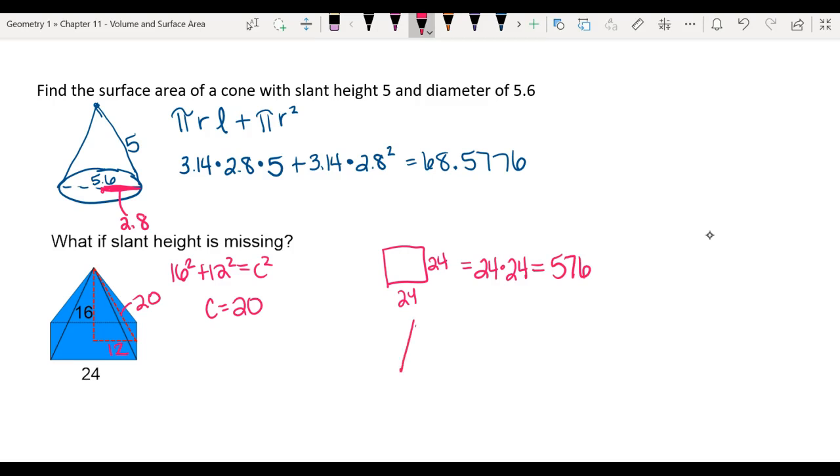Then you have to do your 4 triangular sides. Each one has a base of 24, and we found that the height of it is 20. So we would do 1/2 base times height, and then times 4, because again there's 4 of these. So that gets you 960. And then you would add 576 and 960 to get your final answer.